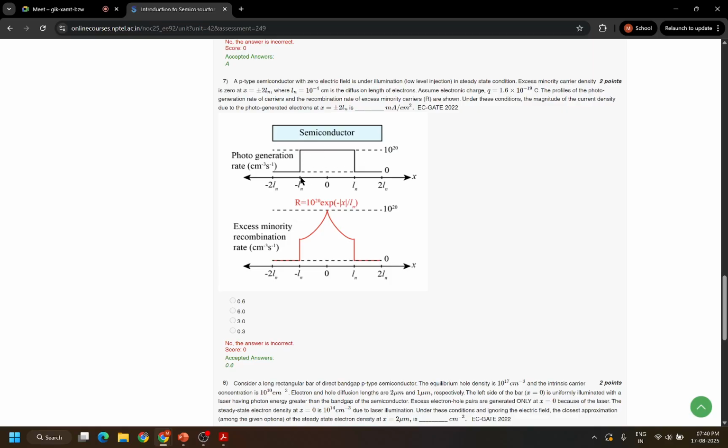So your generation rate is constant between minus Ln and plus Ln at 10 power 20, and your recombination is 10 power 20 exponential minus mod x by Ln. So it's x by Ln for negative and minus x by Ln for positive. So it goes like this. So you just have to put these equations in your diffusion equation.